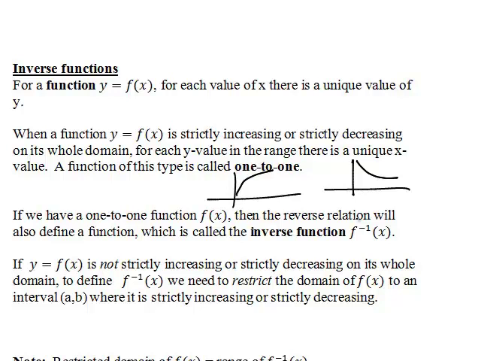And if we have a one-to-one function f of x, the reverse relation will also define a function called the inverse function, f inverse x, written in this form. However, if y equals f of x is not strictly increasing or strictly decreasing on its whole domain, for instance, if we had a function like that, then to define the inverse function f inverse x, we would need to restrict the domain of f of x to an interval ab where it is strictly increasing or strictly decreasing.